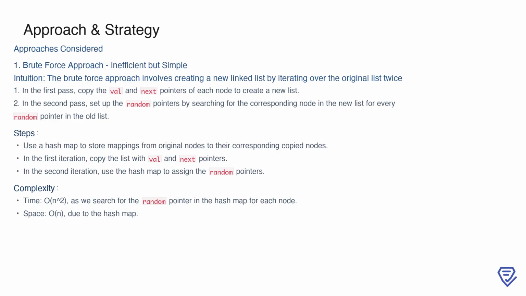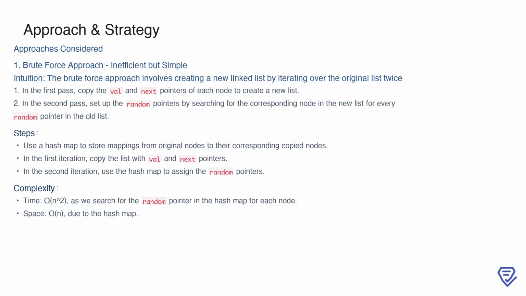The idea is to iterate through the original list twice. In the first pass, we copy each node's value and next pointer to create a new linked list. In the second pass, we handle the random pointers by searching for the corresponding node in the new list for every random pointer in the original list. To assist with this, we use a hash map to store the mapping between original nodes and their copies.